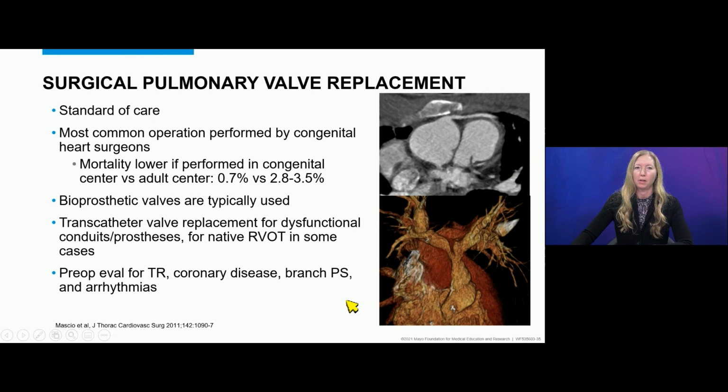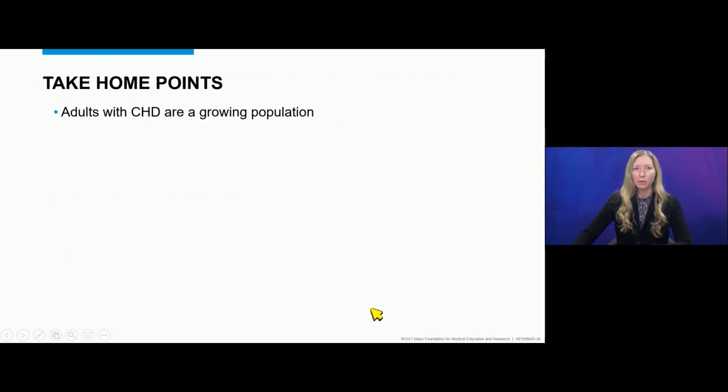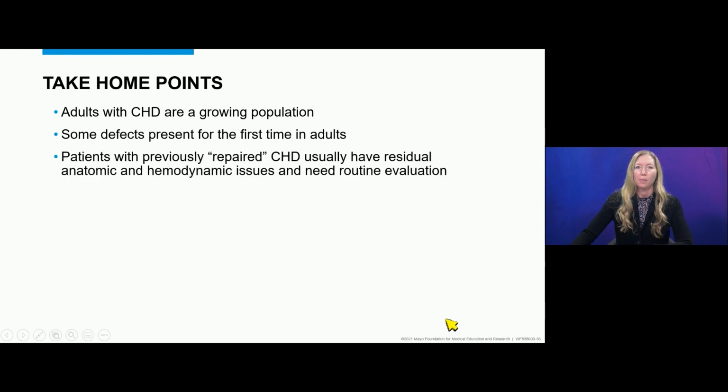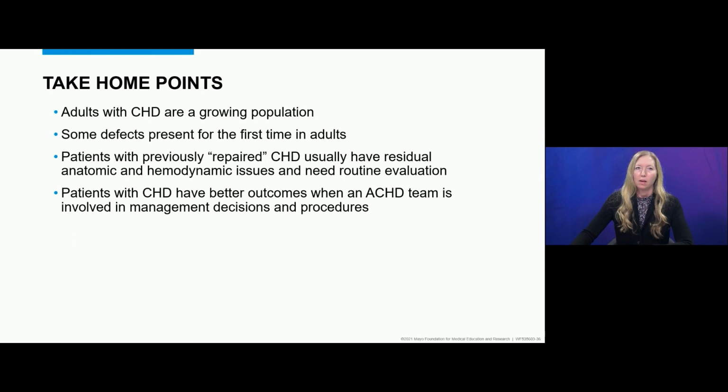So in summary, adults with congenital heart disease are a growing population. We really need to be able to recognize those defects that are going to present for the first time in the adult patient, and also remember that the patients who had repaired heart disease usually still have residual anatomic and hemodynamic issues, and even though they're asymptomatic, there are ongoing things that need to be followed so that we can prevent complications.